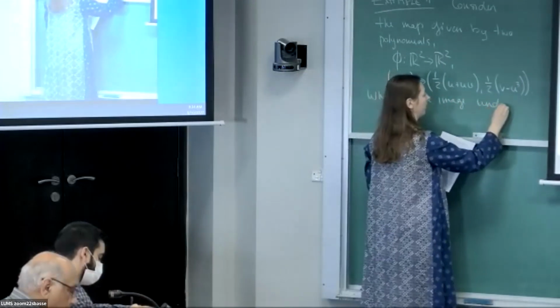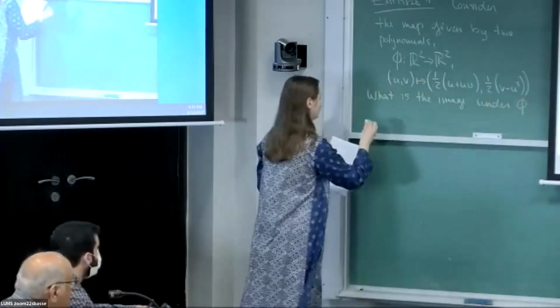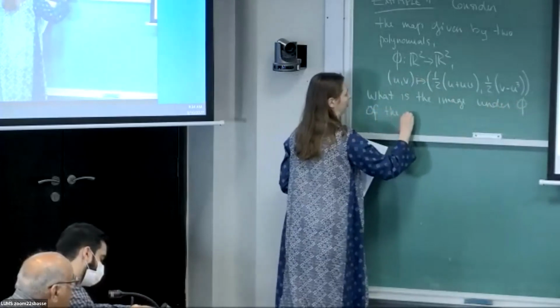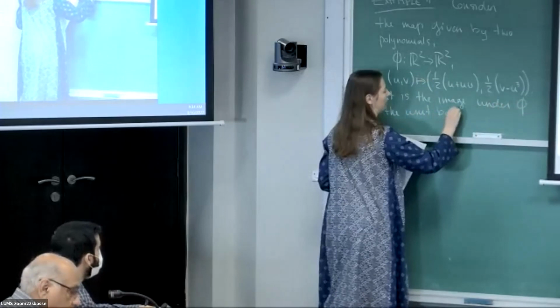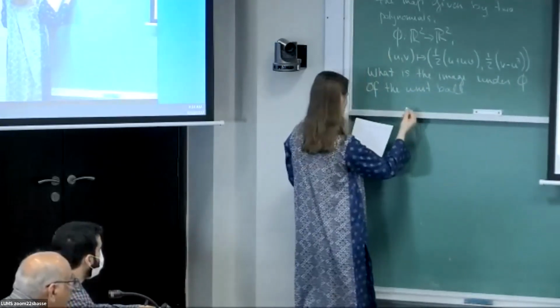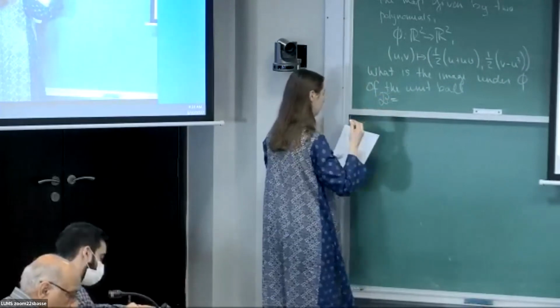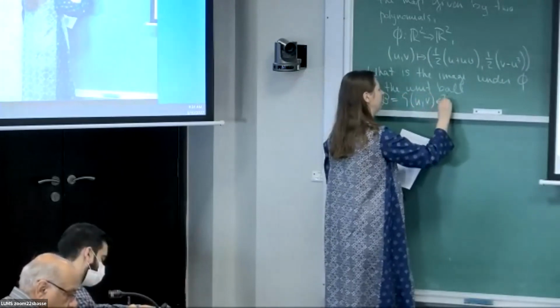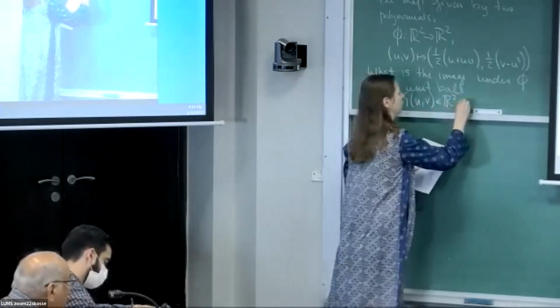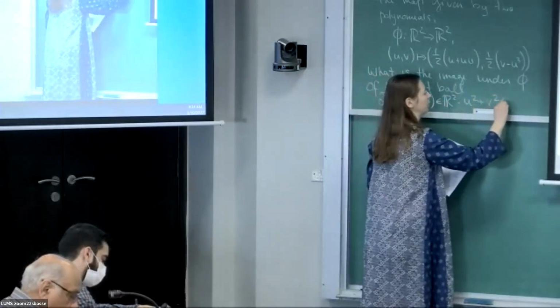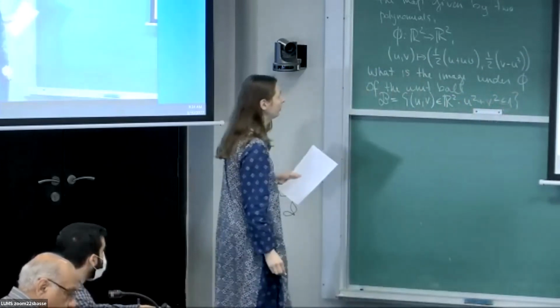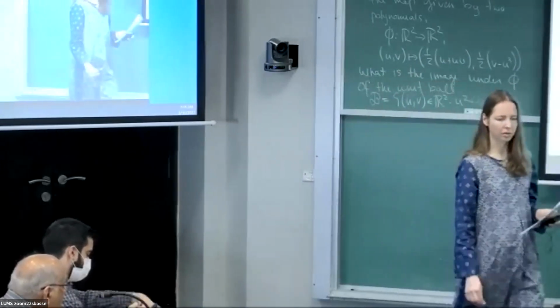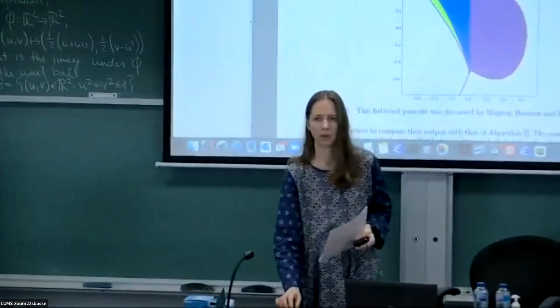under phi of the unit ball E? So the unit ball in R2. So all the elements (U, V) such that U squared plus V squared is less than or equal to 1. And question to you, how would you approach this problem? I think the problem is clear to everyone. It's very easy to state, but how would you answer this?